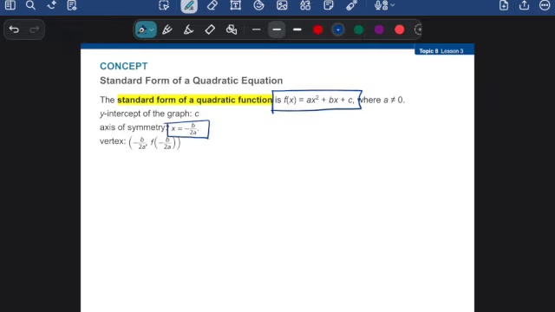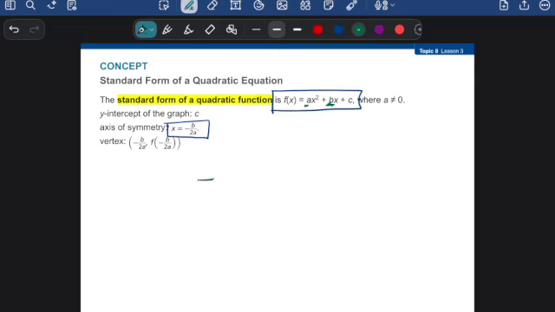And to find the value of where that line of symmetry is, we're going to look at the ratio of b over a, just like we did in the warm-up. Except we notice that the line of symmetry, the x value in our ordered pair for the vertex, was equal to half of the ratio of b over a. And so that's what we're going to do.